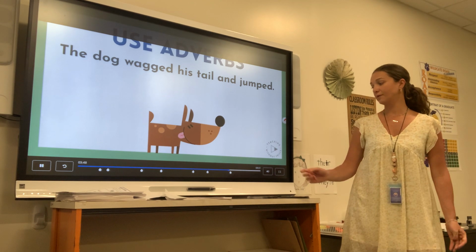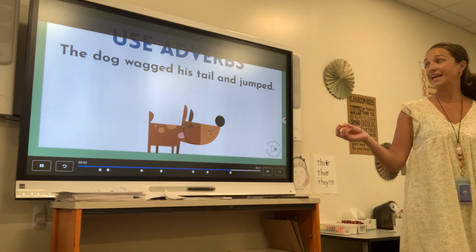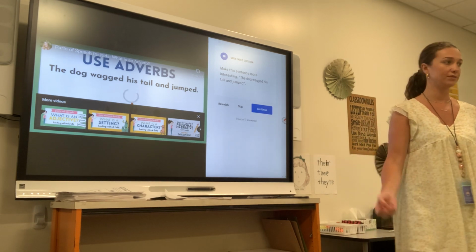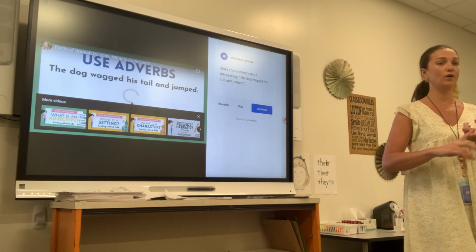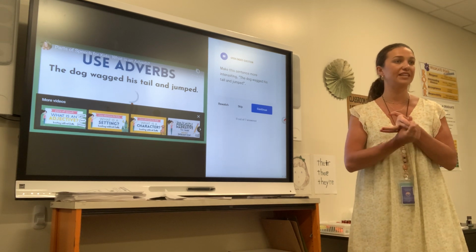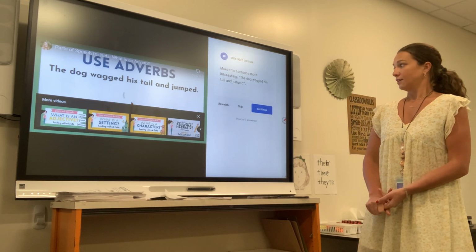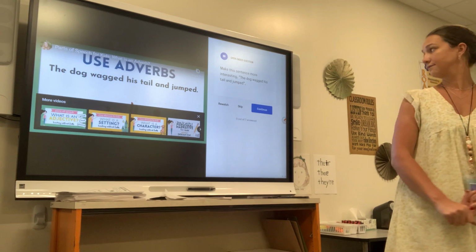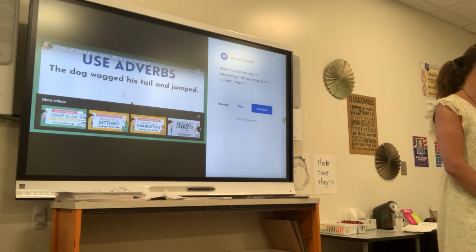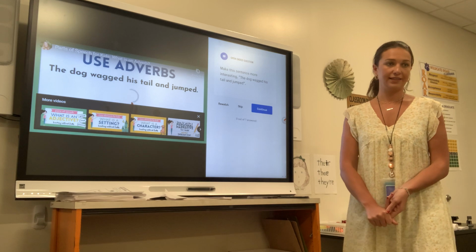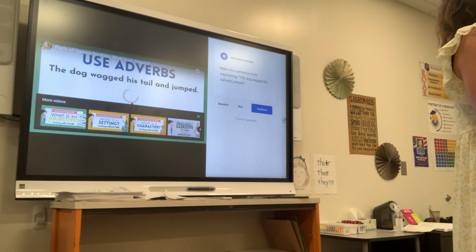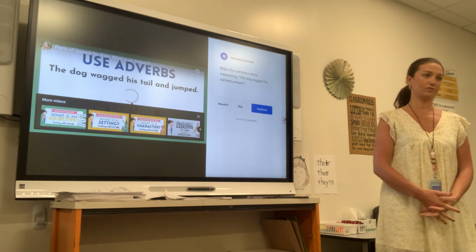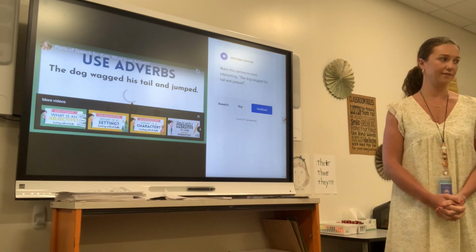Pause here to think, or keep watching for some ideas. You guys are going to add details to this sentence to make it more interesting. The dog wagged his tail and jumped. Chloe, I want you to add at least 1 or 2 adverbs to make it more interesting. The dog excitedly wagged his tail and jumped slowly. But guys, don't use the example I gave you. Try to think of your own. You are all well capable of doing it.